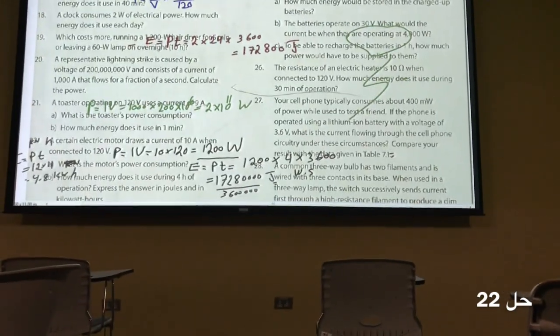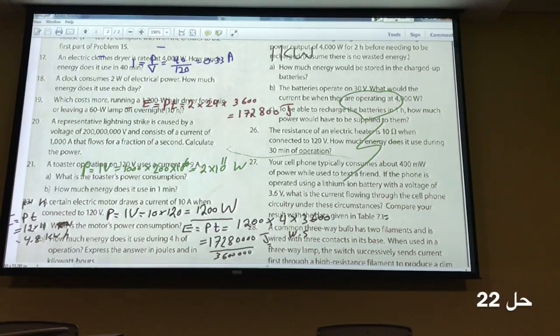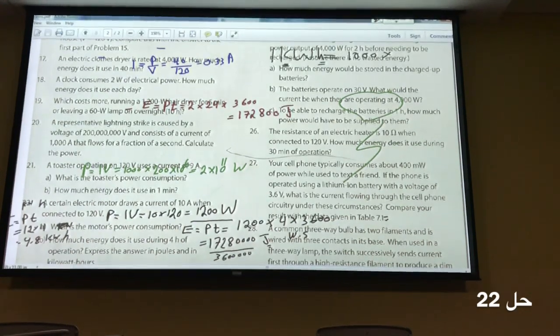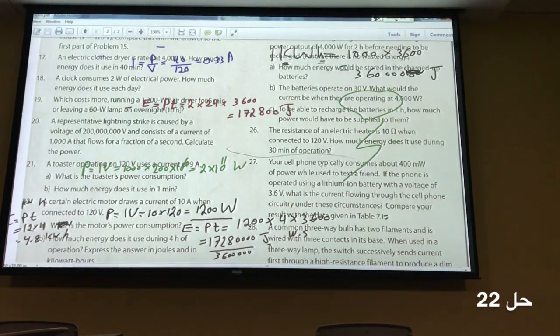3,600,000. Why 3,600,000? 1 kilowatt hour. What does kilo mean? 1,000. What does hour mean? 3,600. It will come out to 3,600,000 joule.